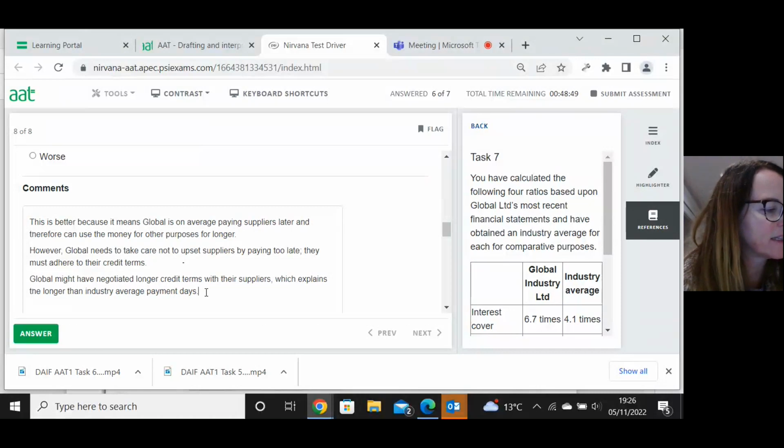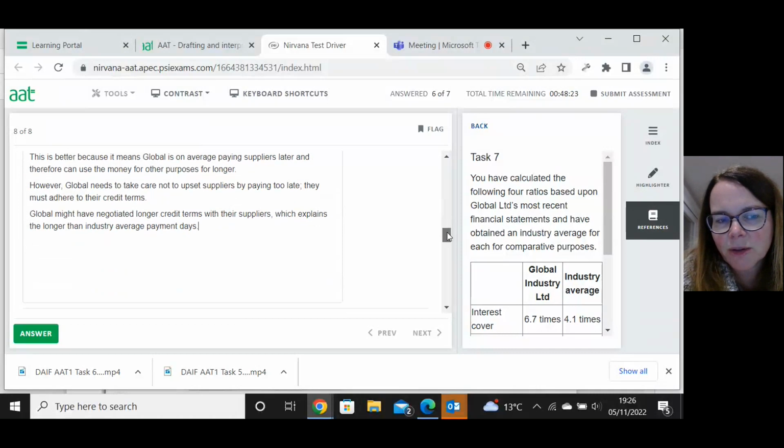Let me have a look at their suggested answer. So it's saying 2 marks for paying suppliers later. It is bad for their reputation and credit rating. So that's kind of the point I've made here, which is 2 marks. They may have negotiated longer credit terms is 2 marks. They've also said may have cash flow issues, which I guess we could have added, but we've already got 6 marks. And we only need a total of 4 to get 100% on this question.